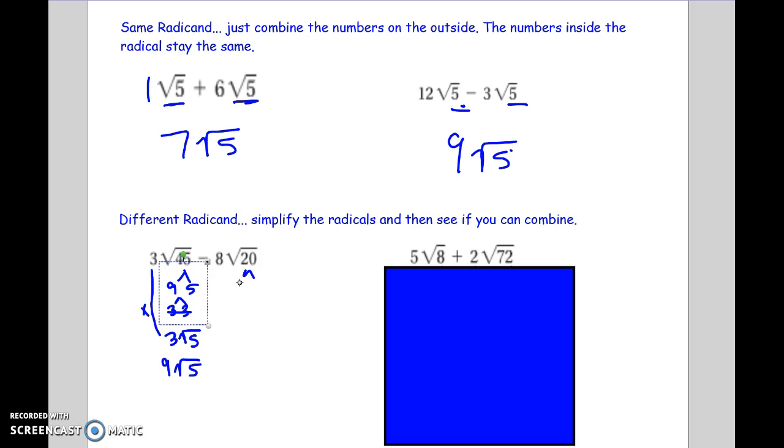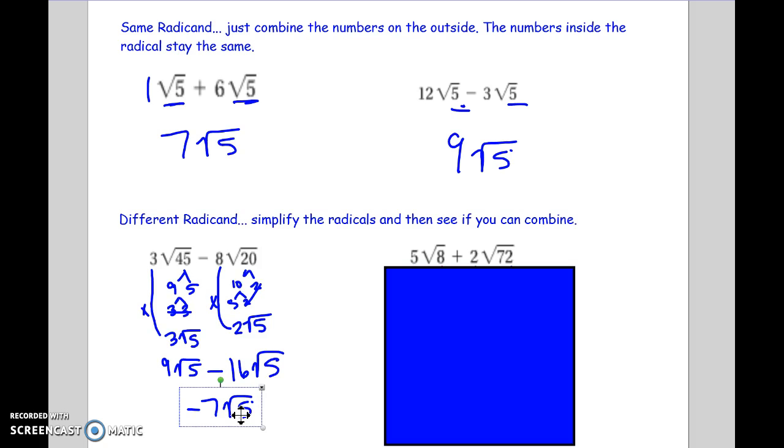Then I break down this one. 10 times 2, 5 times 2. So here's a pair. 2 radical 5, because the 5 stays on the inside since it has no pair. And since there was already an 8 on the outside, I have to multiply those together, which gives me 16 radical 5. Now they have the same root. Now they're like terms. So I can actually combine them. So that becomes negative 7 radical 5.